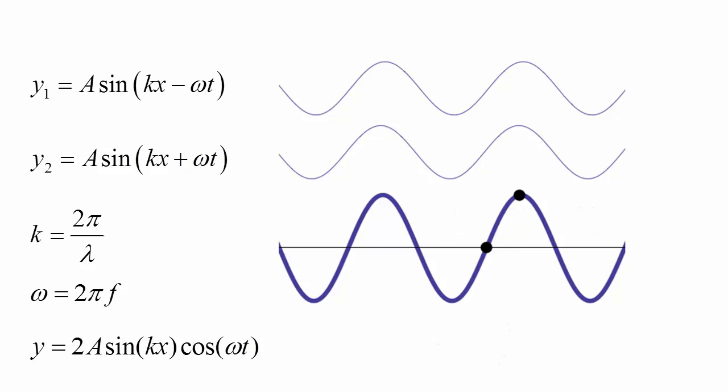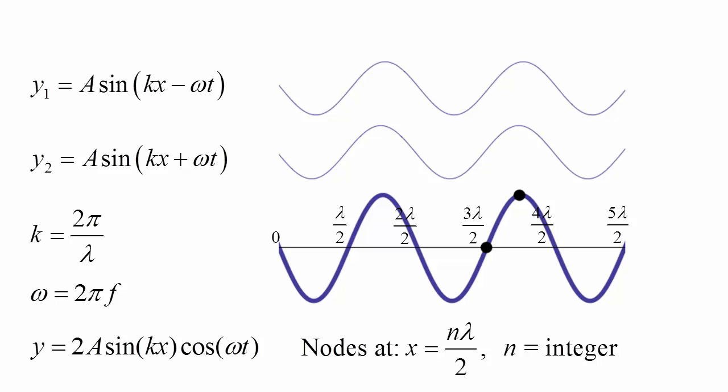At which x coordinates do you expect to see nodes? Sine kx will be 0 when kx is equal to 0, pi, 2 pi, 3 pi, 4 pi, etc. Given that k, the wave number, is equal to 2 pi on lambda, then kx will be 0 when x is equal to 0, pi on 2, pi, 3 pi on 2, 2 pi, etc. So this can be generalized as n pi over 2, where n is an integer. The distance between two adjacent nodes is also equal to half of a wavelength. So what is the distance between a node and an adjacent antinode?